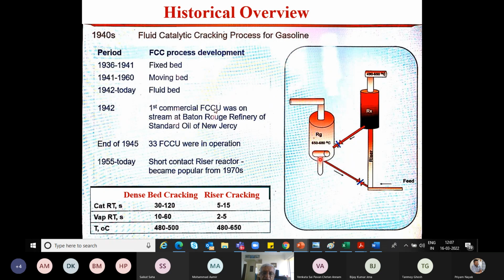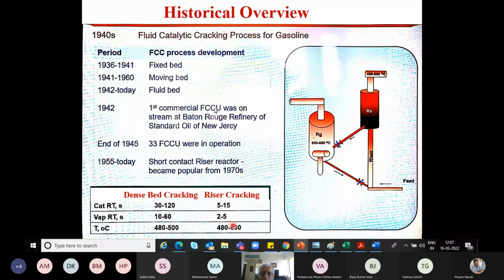The catalyst residence time in the reactor was like 30 to 120 seconds. With riser cracking, the catalyst particles shoot through the riser at very fast velocity. It's of the order of 15 feet per second at the bottom to 60 feet per second at the top. So it is pretty high, almost like 5 meters per second at the bottom to something like 20 meters per second at the top.